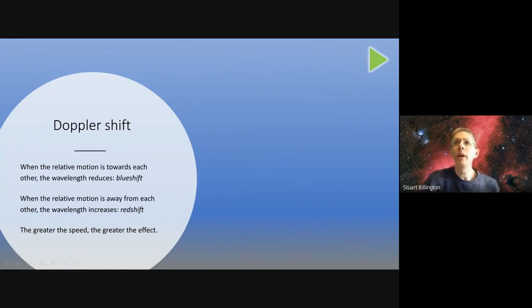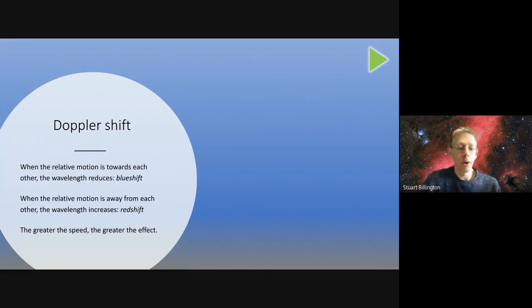So can you hear the pitch change? As it rushes towards you, you get quite a high pitch, but as it rushes away from you, suddenly the pitch drops. This isn't a space thing. This is just a waves thing.